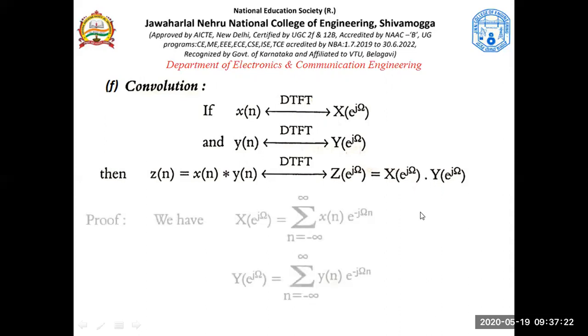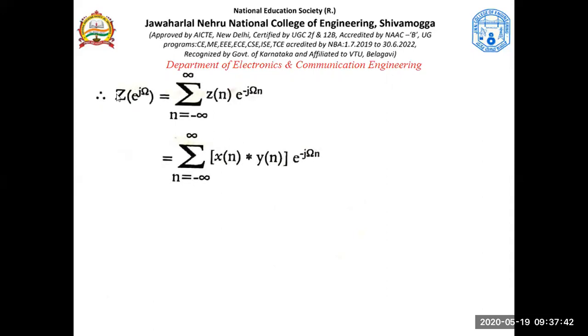Understand that? So let's take the two equations, that is for X(e^jω), then Y(e^jω). The two equations are taken, and the convolution of these two signals is taken as z[n]. So the frequency domain signal of z[n] is given by this, and we know z[n] is the convolution of the two time domain signals x[n], y[n]. And we know the equation for this convolution operator. If the two signals are being convolved, what is that convolution given by?